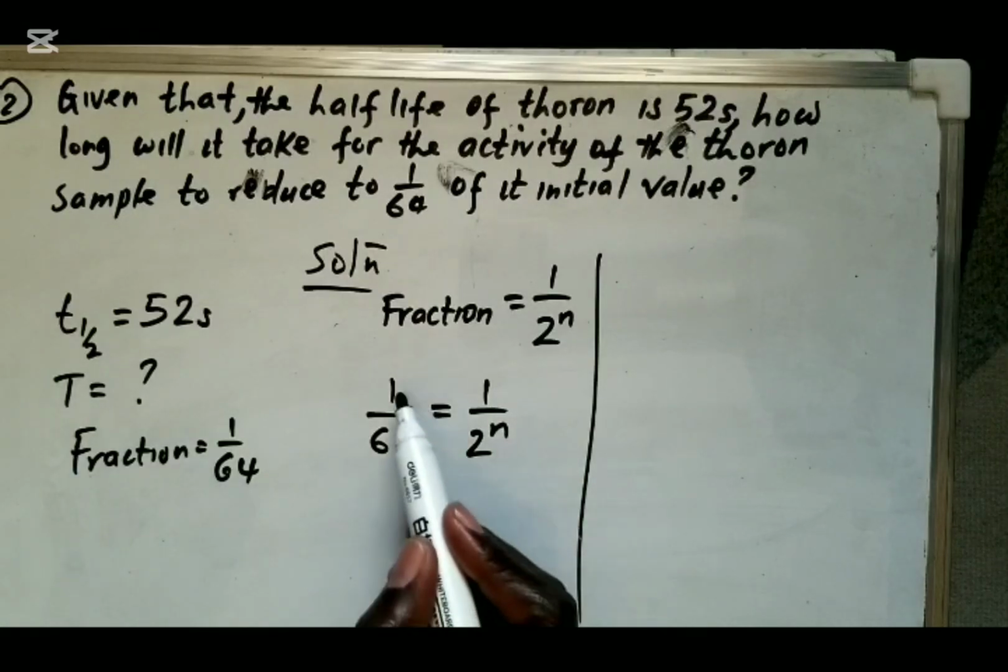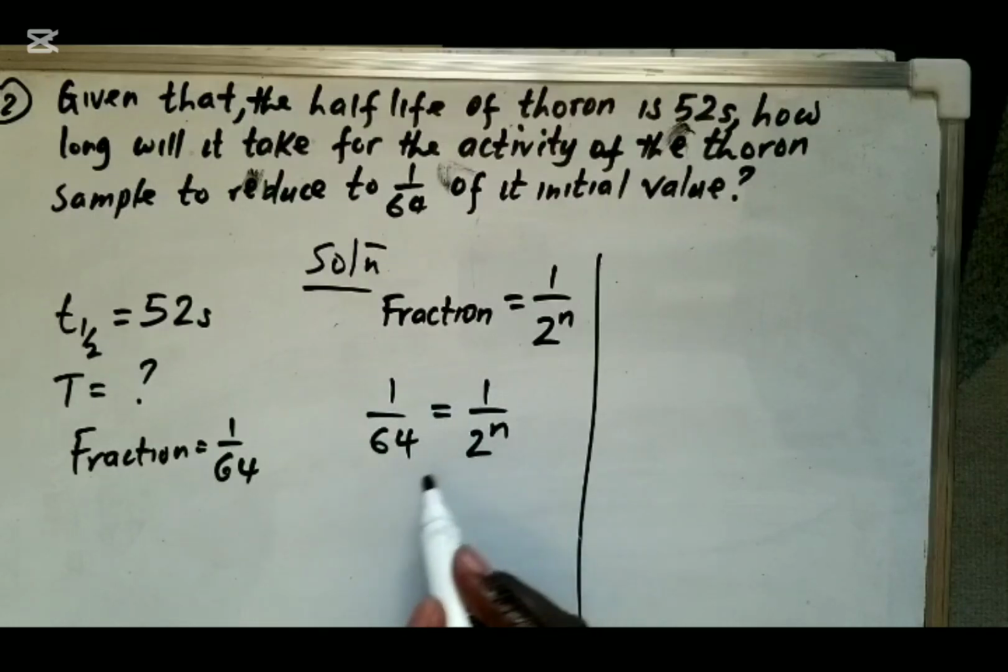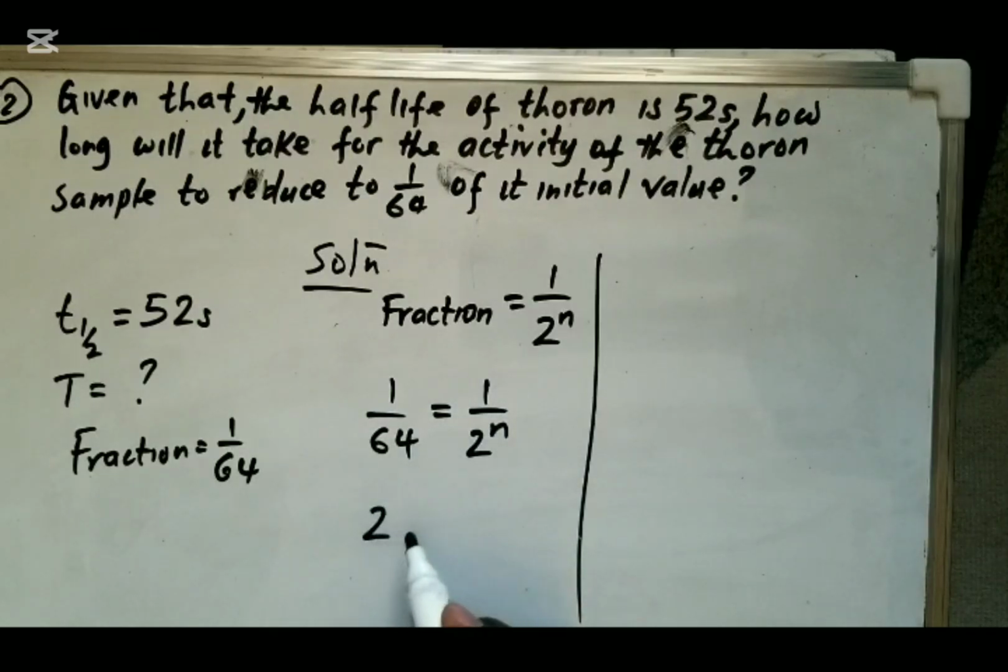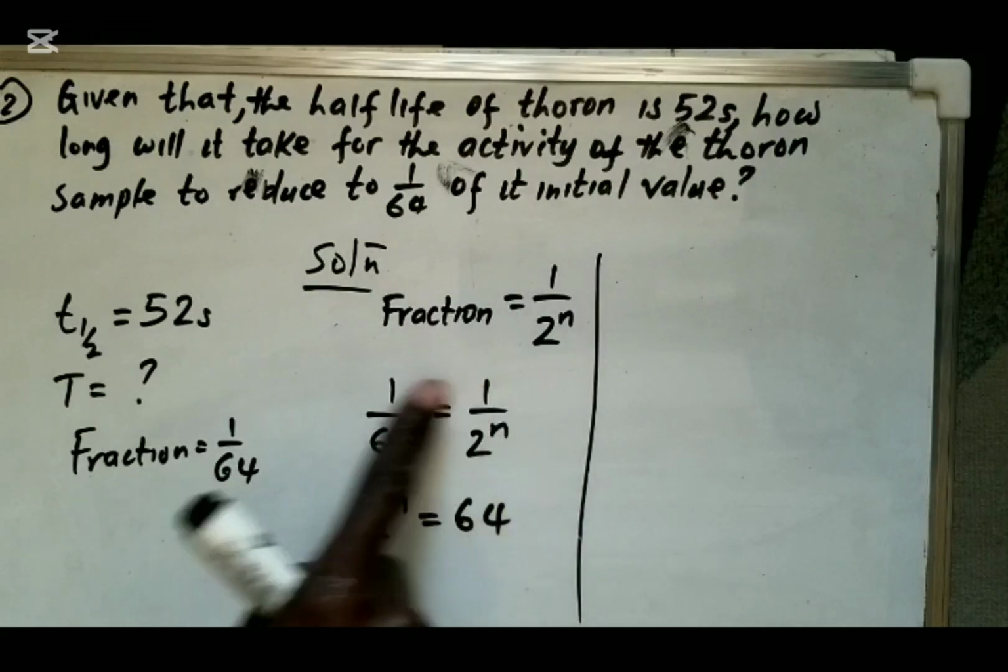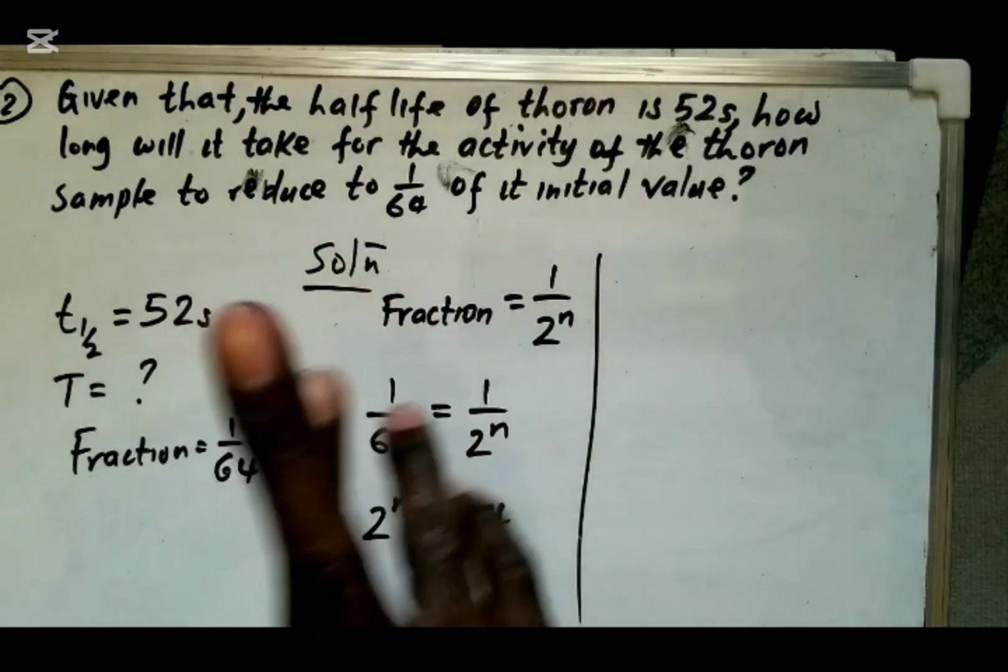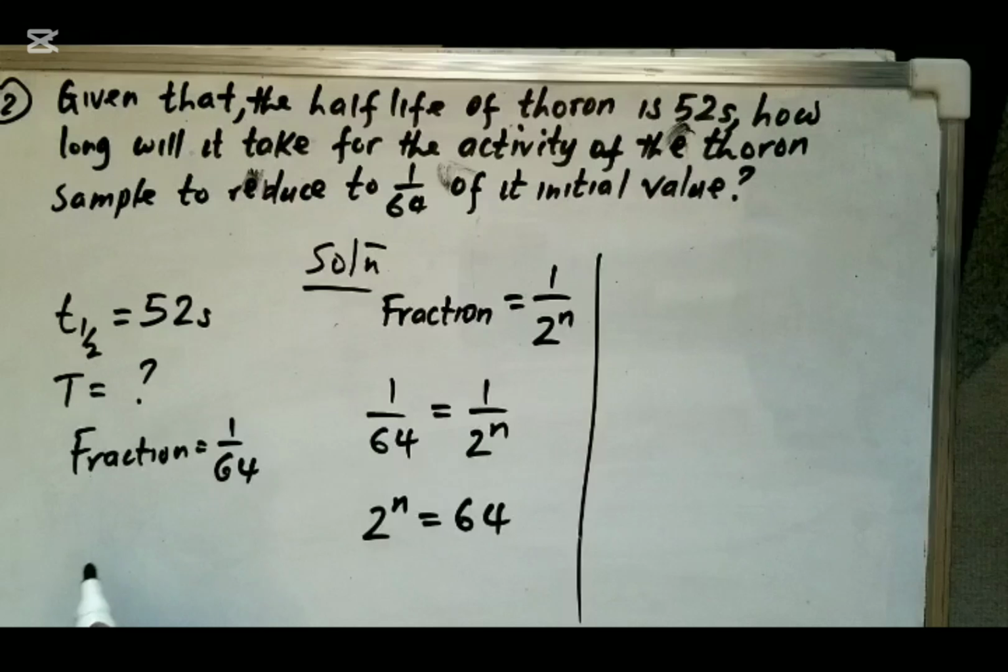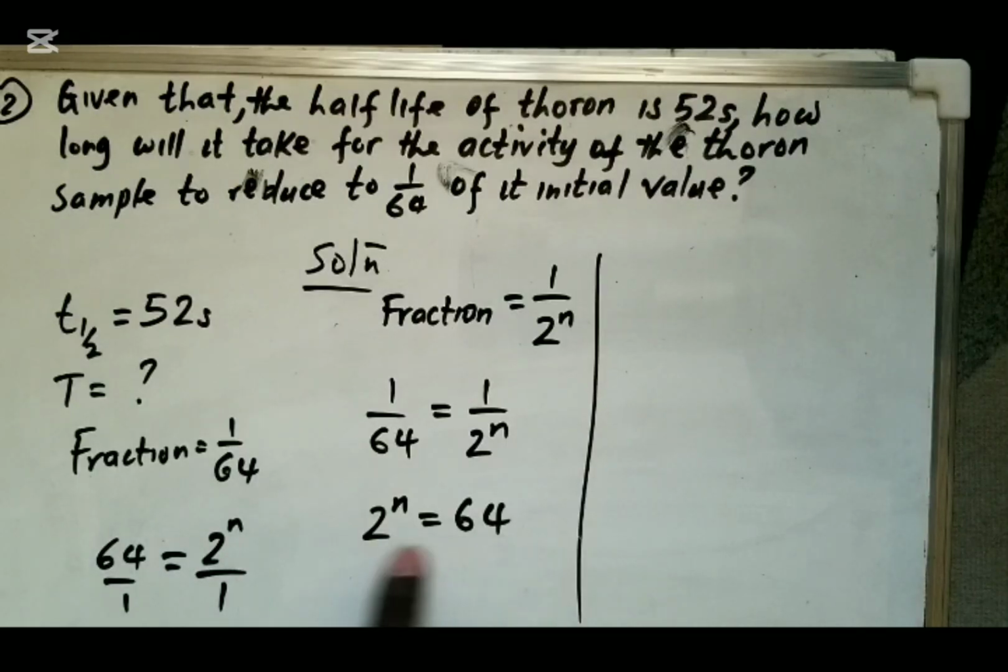n. Now, because both have got a 1, it simply means that I can just say 2 raised to the power n is equal to 64, because both of them have a 1 on top. So you can just flip them. When you flip them, it's like saying 64 over 1, and 2 raised to the power n over 1, and that will still give you that. So just flip them.